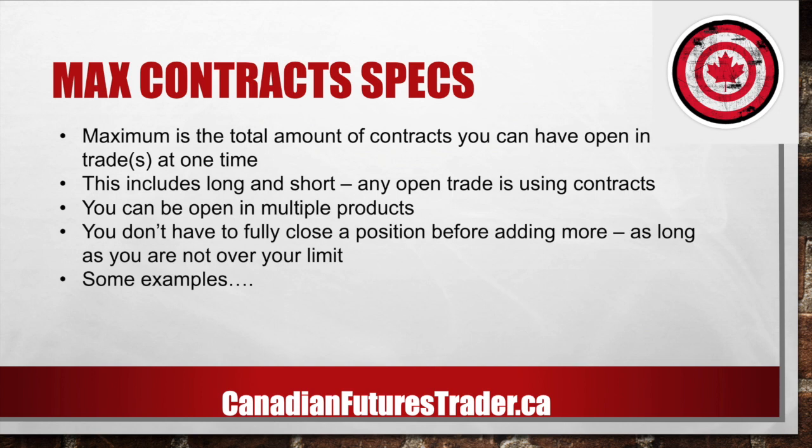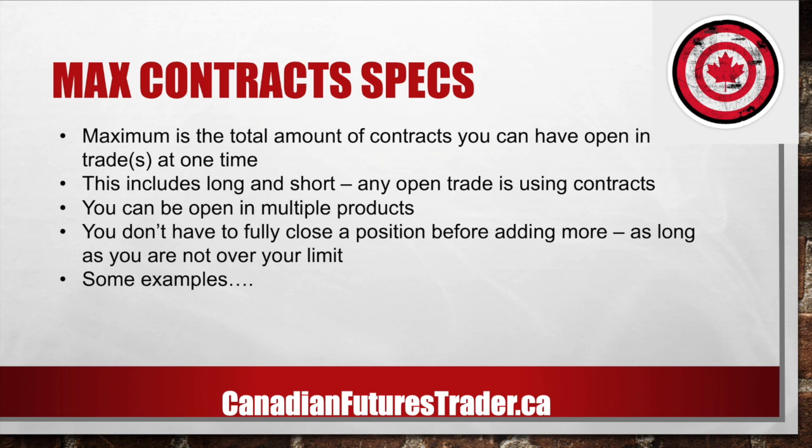So this includes long and short. So going short counts. You go short 5 contracts, that counts as 5 contracts being used in an open trade. Again, we'll go through examples. You can be open in multiple products. I think that's pretty universal across all of these companies. You don't have to fully close a position before adding more. As long as at any given point you're not over your maximum, you're in the clear.